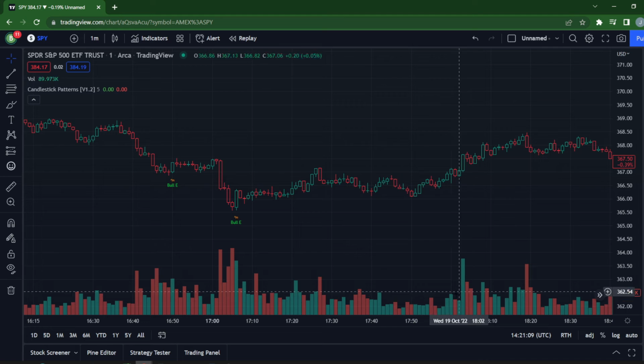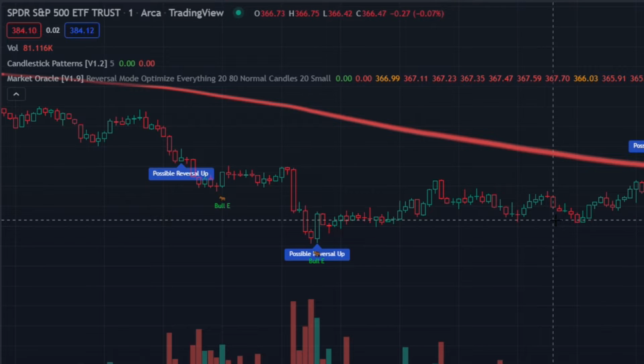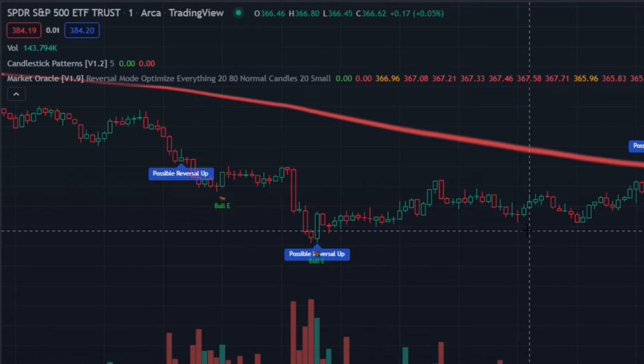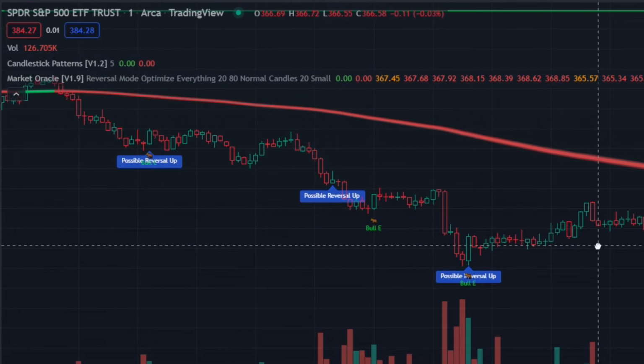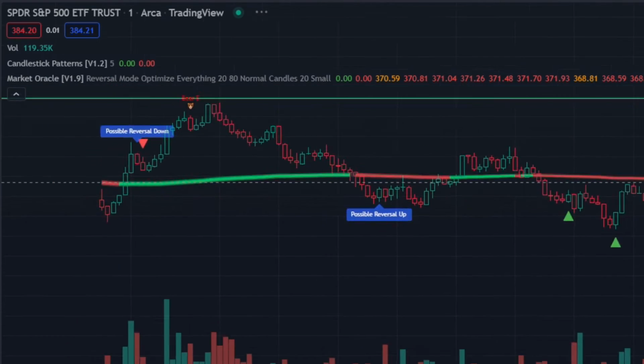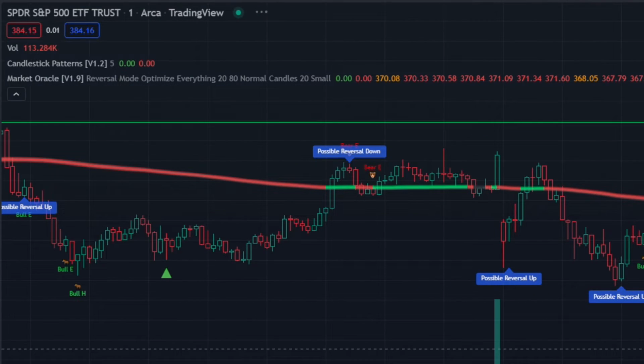To add a little bit more depth to this indicator service, what I like to do is go to their indicators here, and I like adding the Market Oracle. This is a multifaceted indicator. It tells you what the predictive algorithm is saying for the next future movement. It can be right and it can be wrong. But when you use these in conjunction with each other, they can be incredibly powerful.